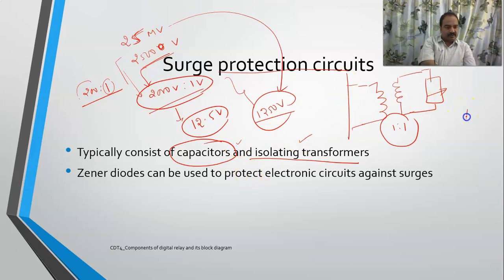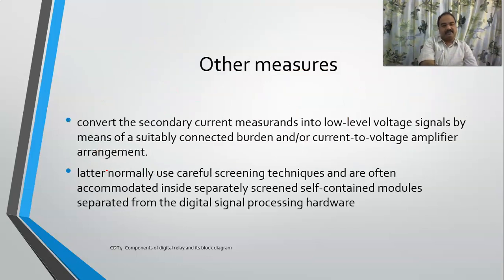Let us suppose you have electronic circuits, where your voltage is already reduced and converted into DC or something like that. For lower magnitudes we can employ Zener diodes. You might have heard about the working of a Zener diode. It acts as a voltage regulator, right? So Zener diodes can be used to protect electronic circuits against surges.